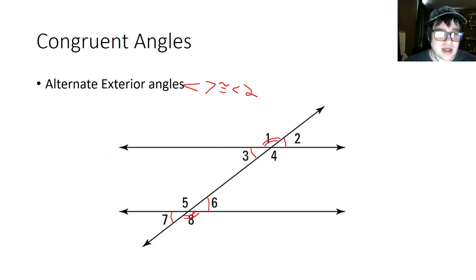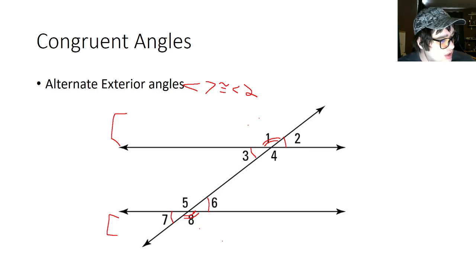So alternate exterior angles, it's exterior, it's outside the parallel lines. And it's pretty much the opposite sides from one another from the transversal. Now, I want you to think.